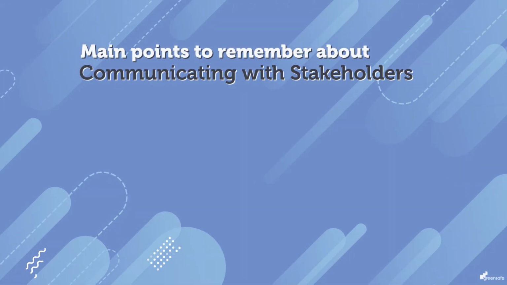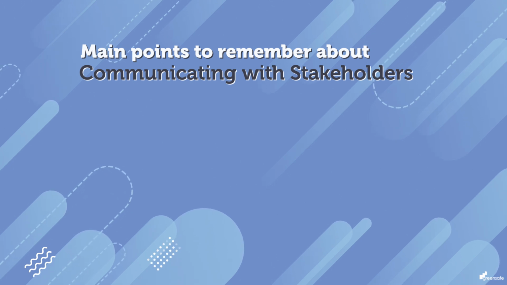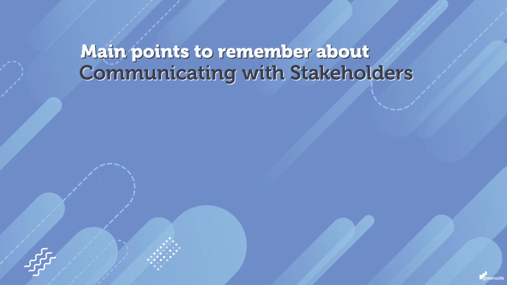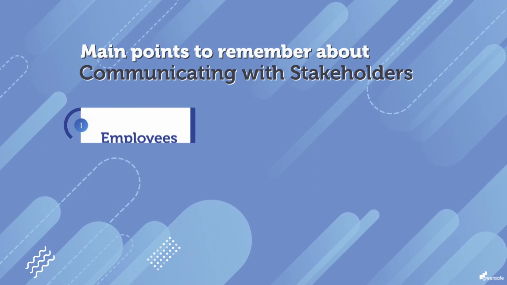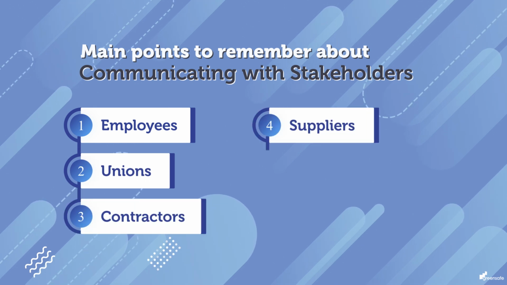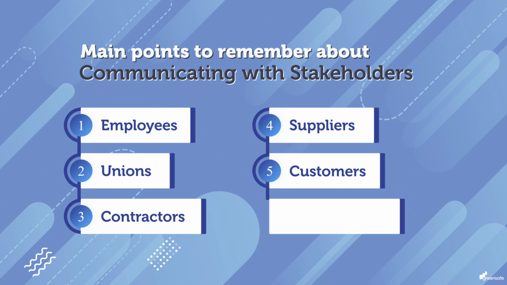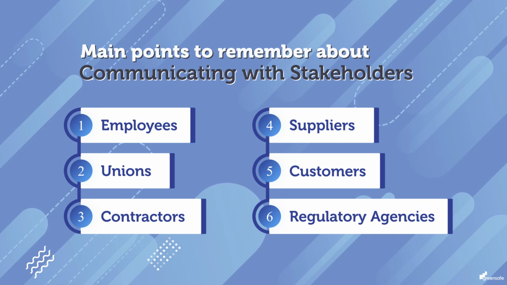Now that we've learned some ways of communicating with our stakeholders, we must remember not to leave out any stakeholder. We have our employees, unions, our contractors, suppliers, customers, and regulatory agencies. Do ensure that you are able to categorize them into internal and external stakeholders.